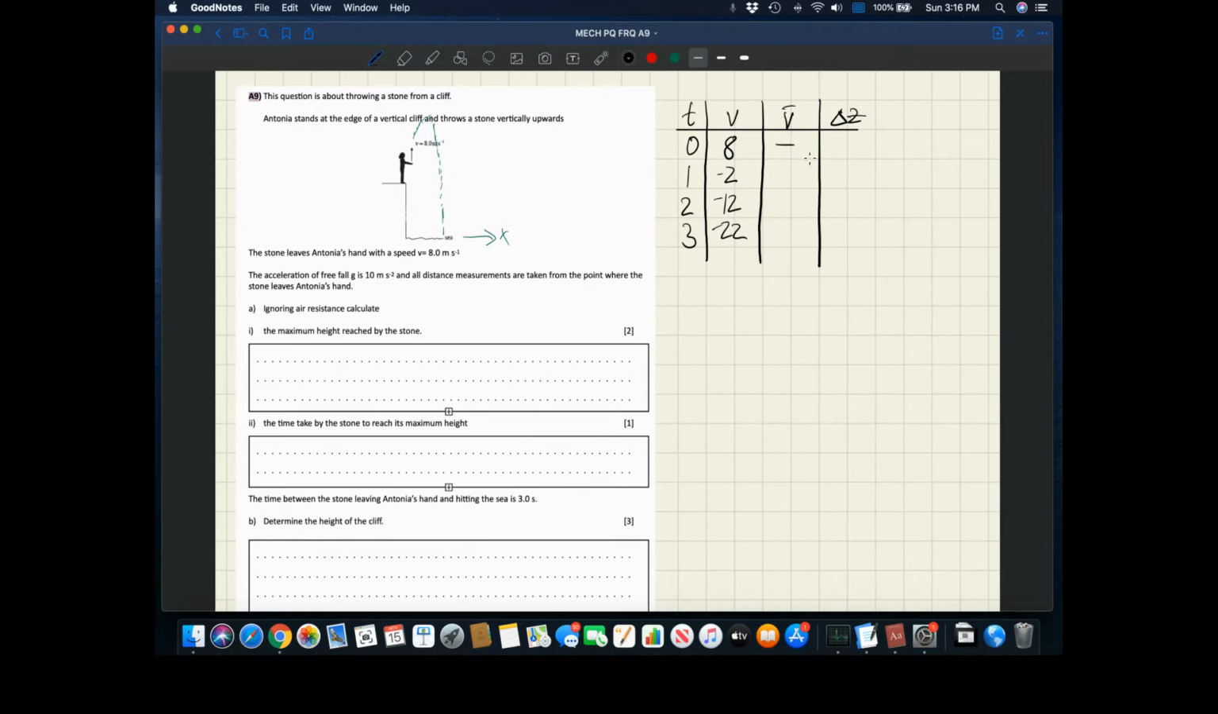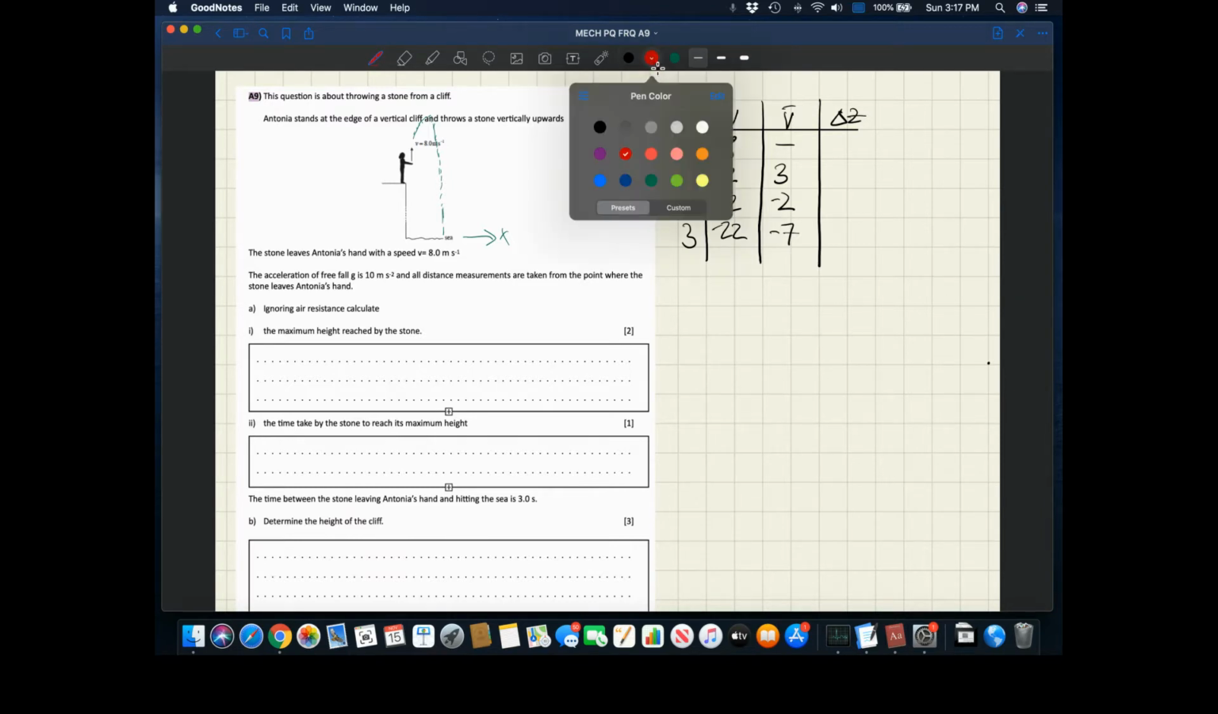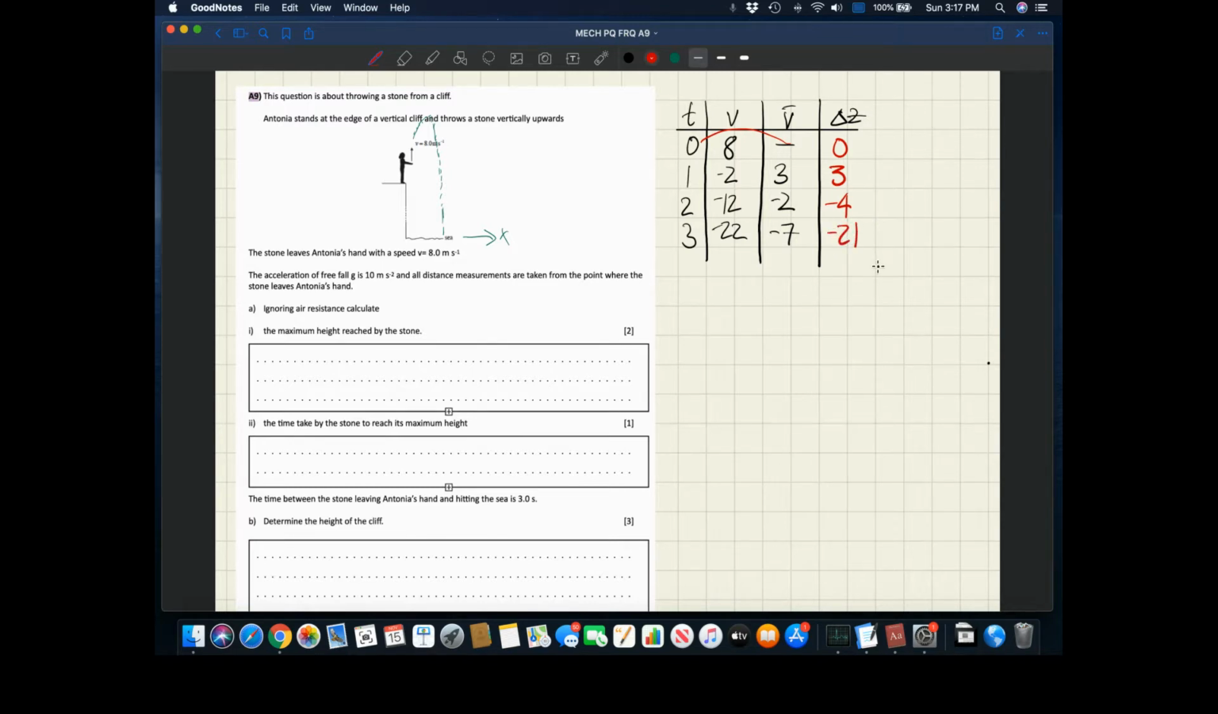Average velocity is meaningless at time 0. 8 plus a -2 is +6, divided by 2 is 3, and 8 plus a -12 is -4, divided by 2 is -2, and we get -7, like so. And we know the average, or the change in position vertically, is equal to the average velocity times the time. So 0, 3, -4, -21. So we'll just leave it at that for now.